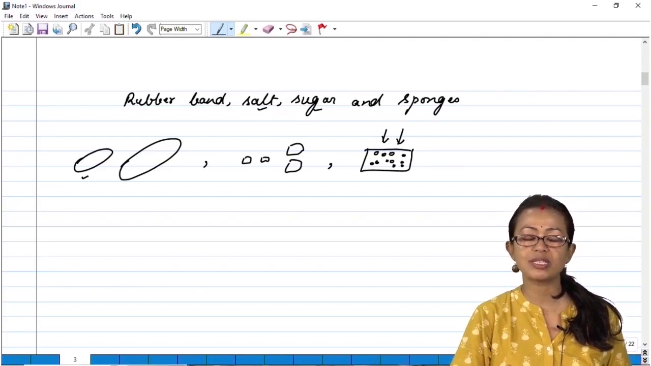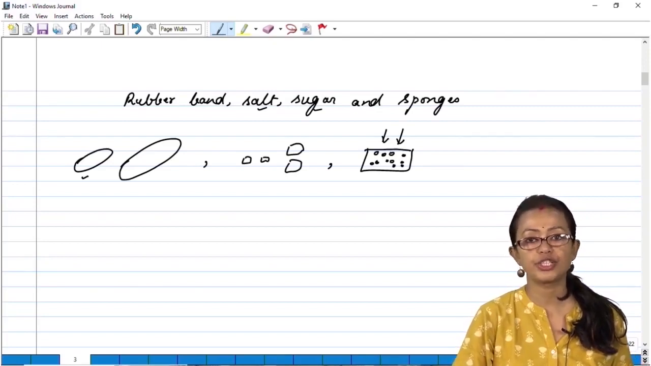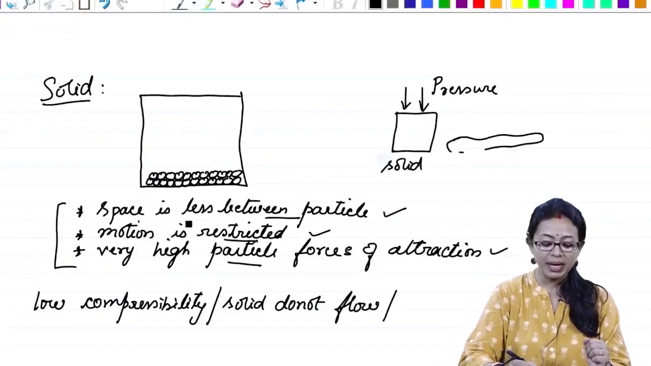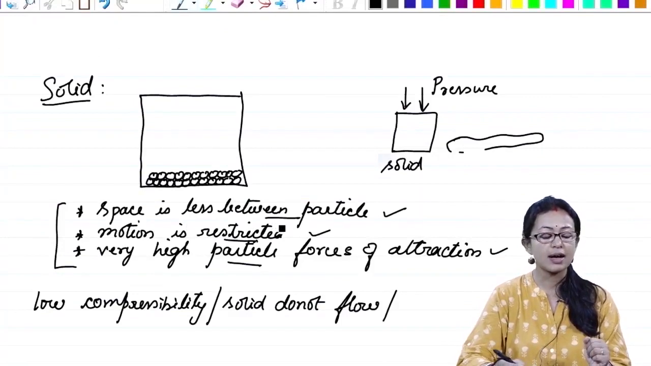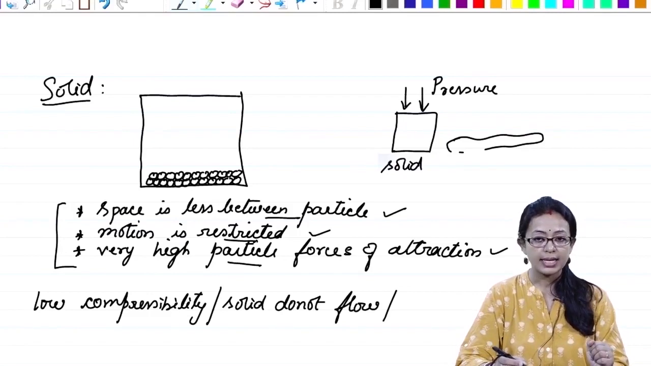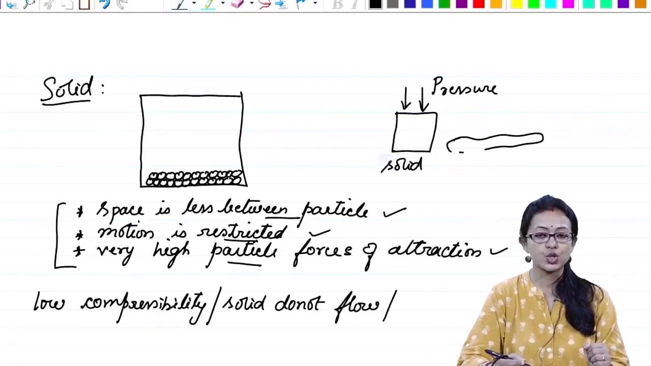So more or less we see that solids have definite shape. And why is that? Because the space available between the particles is very, very less. It's restricted. And as it is less, the particles are unable to move. So random motion hardly happens there. And as they are very close to one another, the forces of attraction between the particles are very strong. And thus, it gives these characteristics to solids.